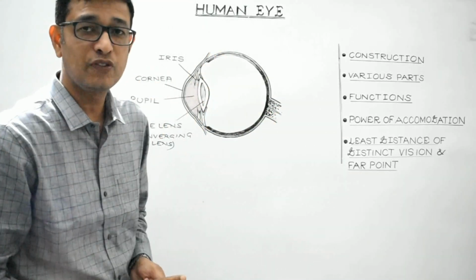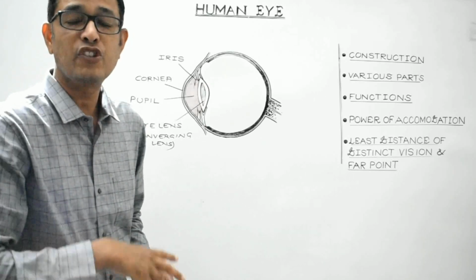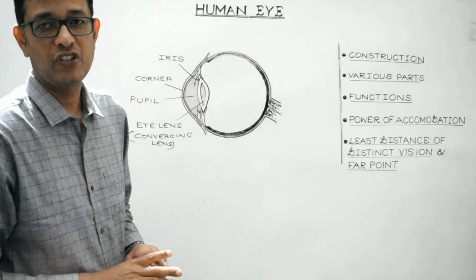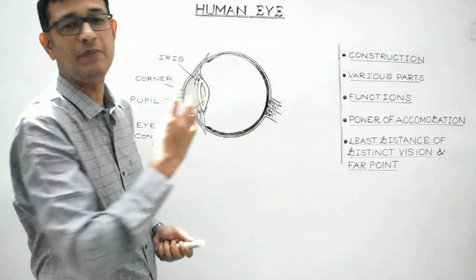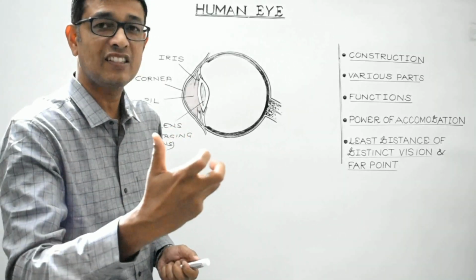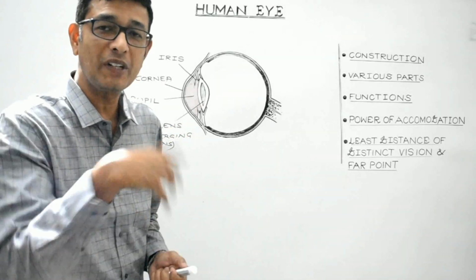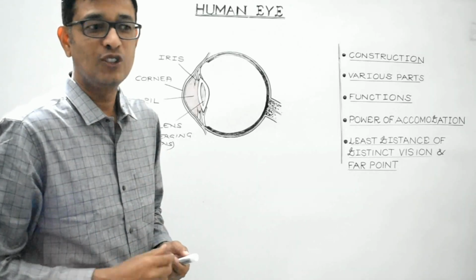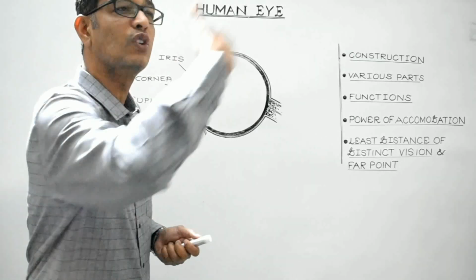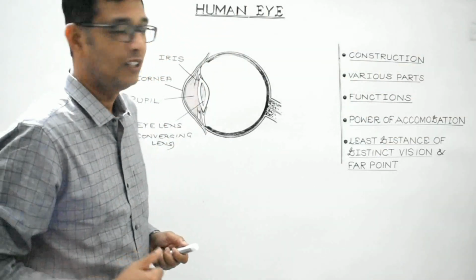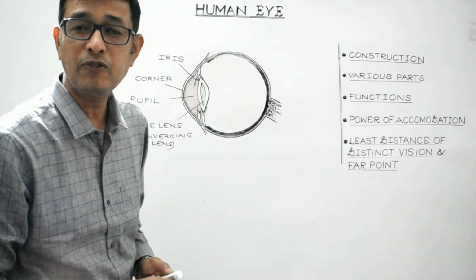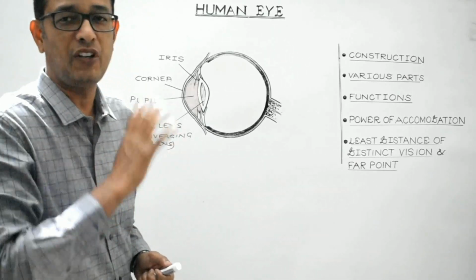And what is the function of the eye lens? The function of the eye lens is to produce a real and inverted image. And it has a very important characteristic. It can automatically adjust its aperture as well as its focal length, so as to enable us to see clearly both the nearby objects as well as the distant objects. So that's the function of the crystalline lens, which is made up of microscopic glassy fibers.